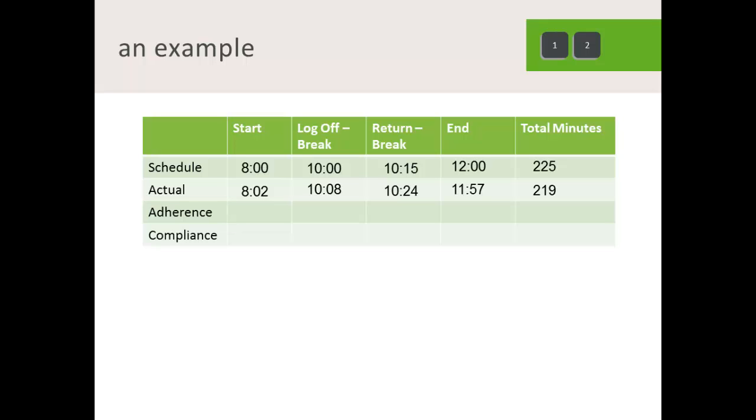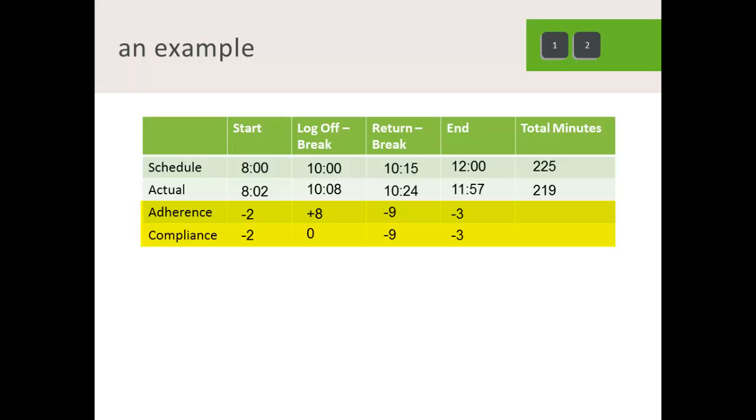So let's see then how they calculate these numbers. Both adherence and compliance say, hey, you logged on 2 minutes late. We're going to ding you for that. Adherence says, hey, you gave me 8 minutes from 10 to 10:08. I didn't ask for it, but I'll take it and I'll give you credit for it. Compliance says, no way, I didn't ask for it, you don't get credit for it. Both adherence and compliance say, you came back 9 minutes late from break, and of course they both say, you logged off 3 minutes early.